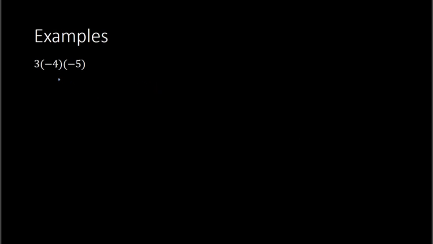So if we wanted to, we can multiply any two numbers together first. It doesn't matter which two I do. But if I wanted, I could start with the -4 times -5. 4 times 5 is 20. Two negatives would make a positive, so this would be a positive 20. So what I have now is 3 times a positive 20. Both are positive numbers, so my answer would be a positive 60.